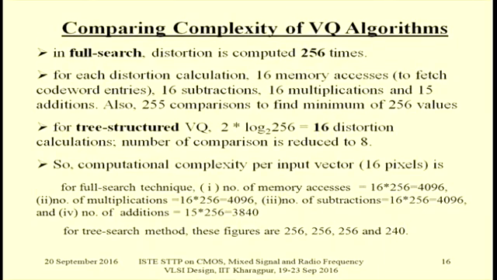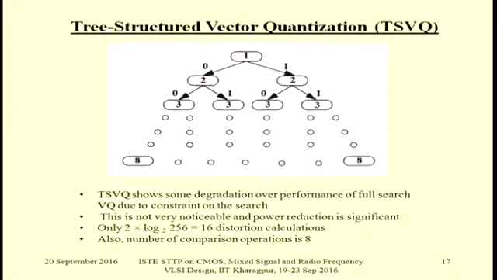Also see how the number of operations is coming down. The number of memory accesses will definitely be there, but the number of multiplications will be less by a factor of 16. This will also be less by a factor of 16, and so on. So basically 2 into log 2 8. Why? Because at each level, a comparison is required between this and this. So 2 comparisons at each level, and there are 8 levels. So 2 multiplied by 8, 16 distortion calculations will be called for. Earlier, 256 distortion calculations were called for.